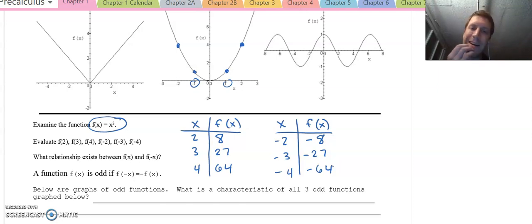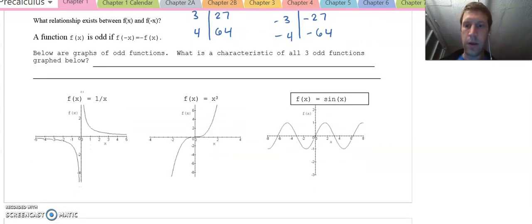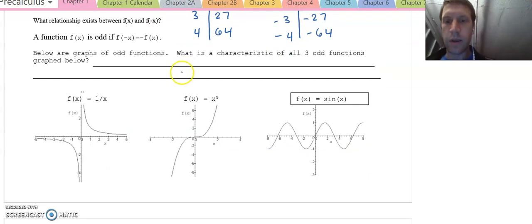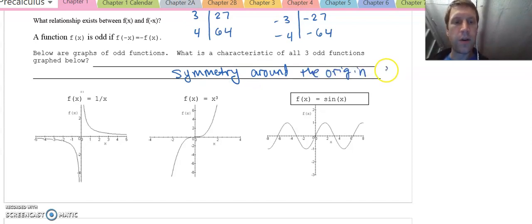Even would have generated positives of all these, so they would be identical. Odd generates the opposite of those. When you change the sign on your inputs, you're also going to change the sign on your outputs. Okay, so the characteristic is that we have symmetry around the origin, and it's 180 degrees. So we spin a half circle, and it's going to land right on top of itself.